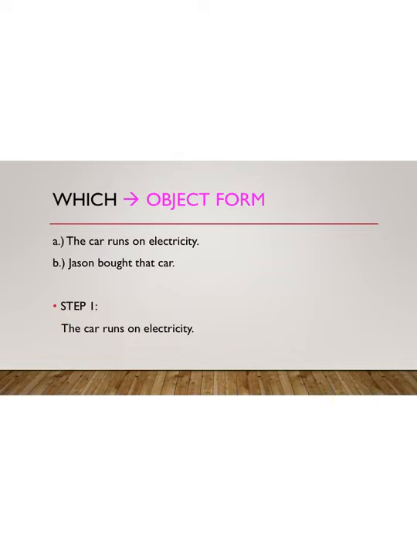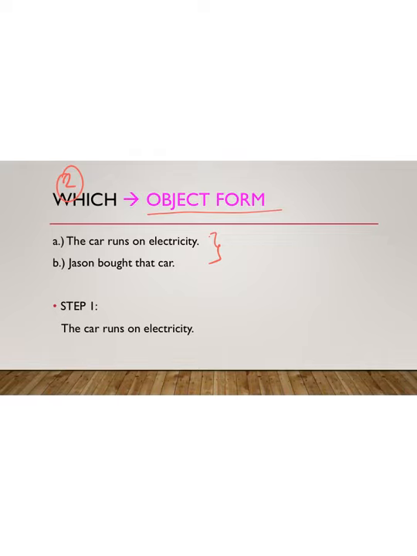And then let's go to the second one. Which is which again, but this one is the object form. Let's take a look at the difference between the subject which and now the object which. Two sentences again. The car runs on electricity, this is what I want to tell you, but I don't know which car you are talking about, and that's why some more information here.